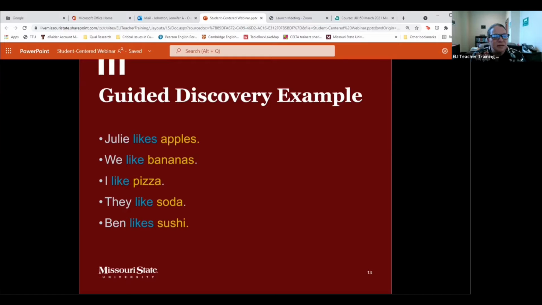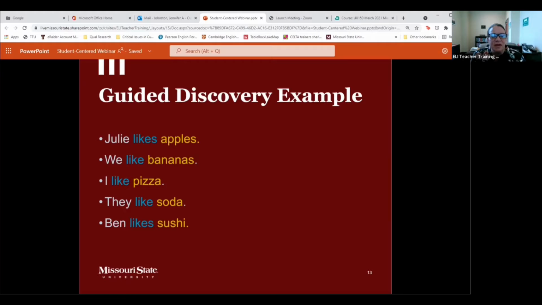And then from there, you might ask them, why do some of the blue words have an S at the end and some don't? So that they can notice that there are some differences in those verbs, right?